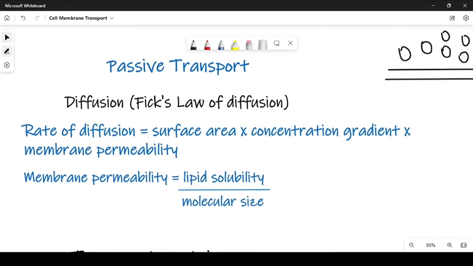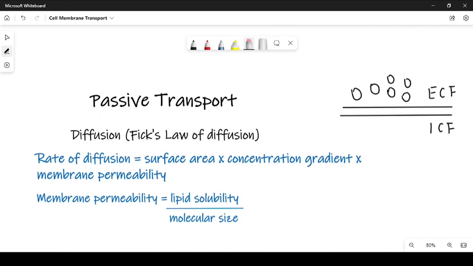So passive transport can be carried out by diffusion. Diffusion is the movement of molecules from the area of high concentration to the area of low concentration. And Fick's law of diffusion says that the rate of diffusion depends on the surface area, concentration gradient, and membrane permeability.